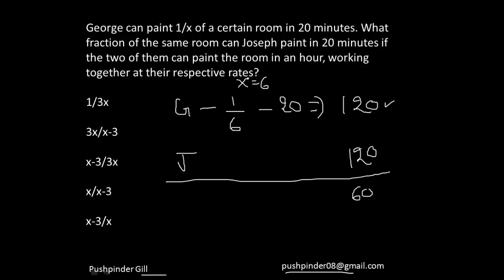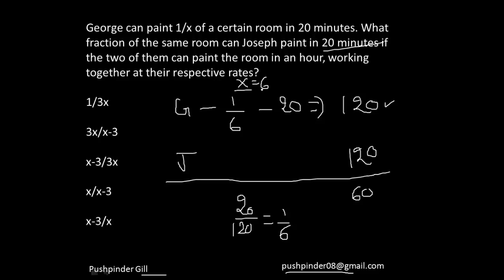You see, this is the beauty of choosing the right number. Over here I chose x to be equal to 6. Why? Because I knew that 120 and 60 means this is 120. I don't need to calculate much further. So he's also going to take 120 minutes. Now Joseph takes 120 minutes, so in 20 minutes he's going to paint 20 by 120, that is 1/6 of the room.